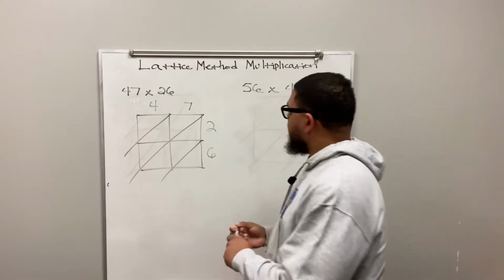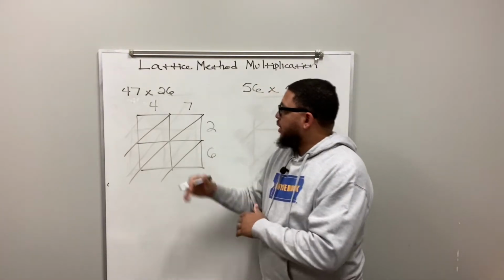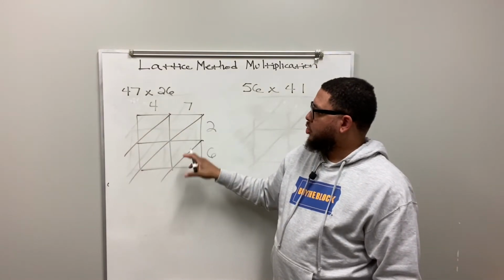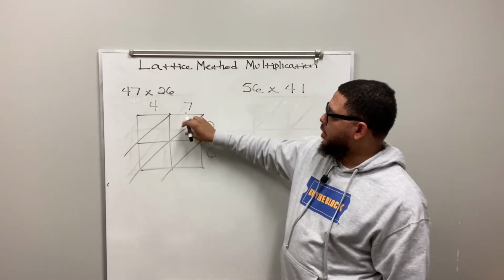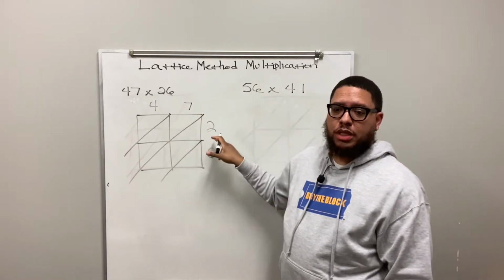Let me grab this marker. This might be a little bit better. All right. So now, like I said, it's set up kind of like a multiplication table, right? So what I'm going to put in here is the product of 7 and 2. 7 times 2 is 14, right?